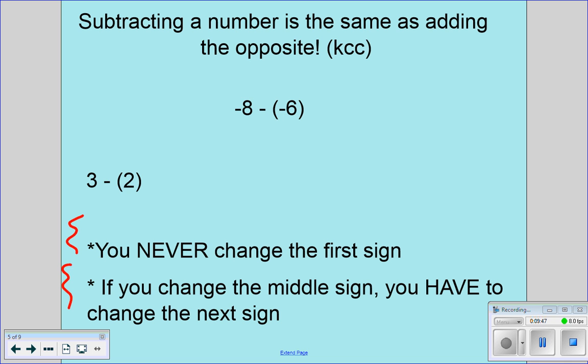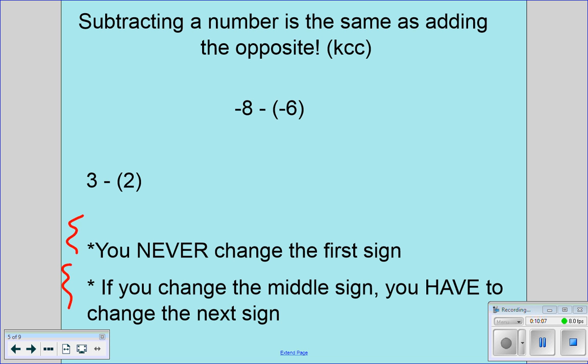All right, so I want you to put this on your paper. You can make it nice and big if you want, because we're going to do some things to this problem. Not too small, but nice and big, because I'm going to show you how this works, okay? So I have -8 minus -6.